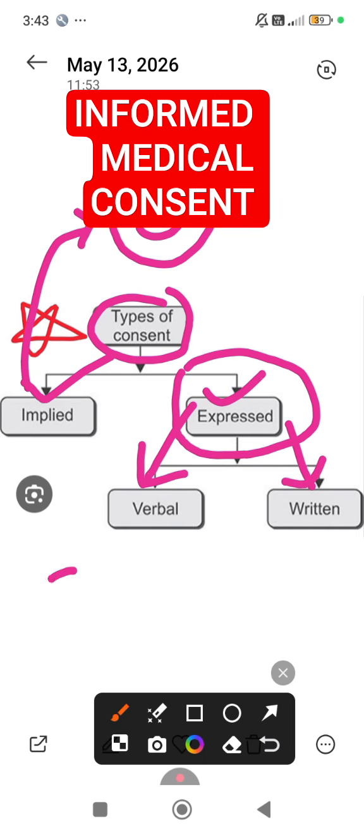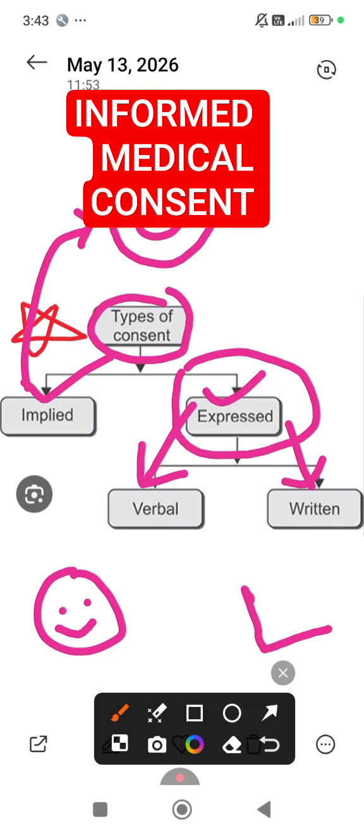Expressed consent has two types: verbal and written. Verbal means the patient is informed verbally. Suppose a patient is in front of you and you are telling what is the benefit and what is the risk, what is good and what is bad about it. And in written, you write a note: what is the risk factor, what is the diagnosis, what is not to do, what is to do. That is written.